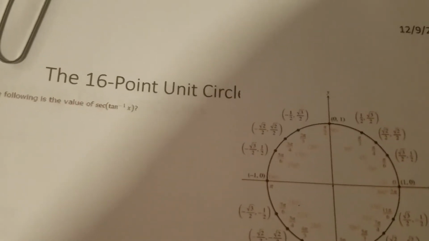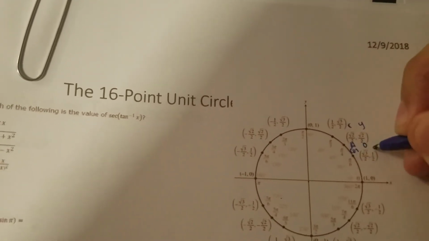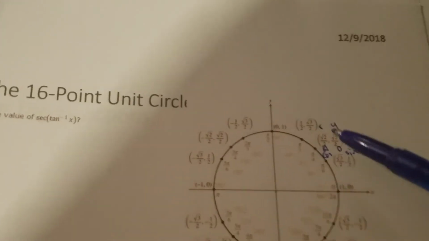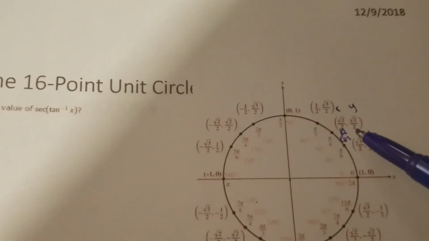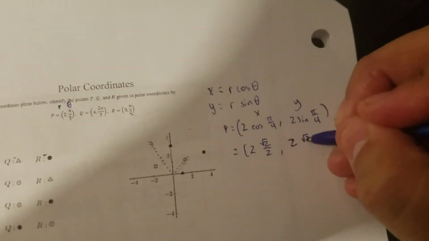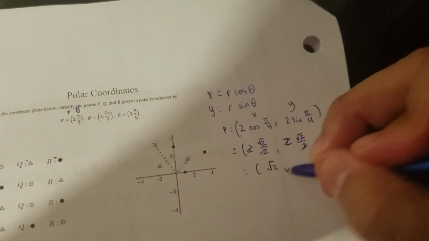So I'm going to go to pi over 4. Remember that this right here is the x, the y, the adjacent, the opposite, the cosine, and the sine. Cosine at pi over 4 is square root of 2 over 2. So this would be 2 multiplied by the square root of 2 over 2. And the other one would be 2 multiplied by, well, the sine is the second number, which is square root of 2 over 2. Here I see they cancel. So my P would be at square root of 2 and square root of 2.